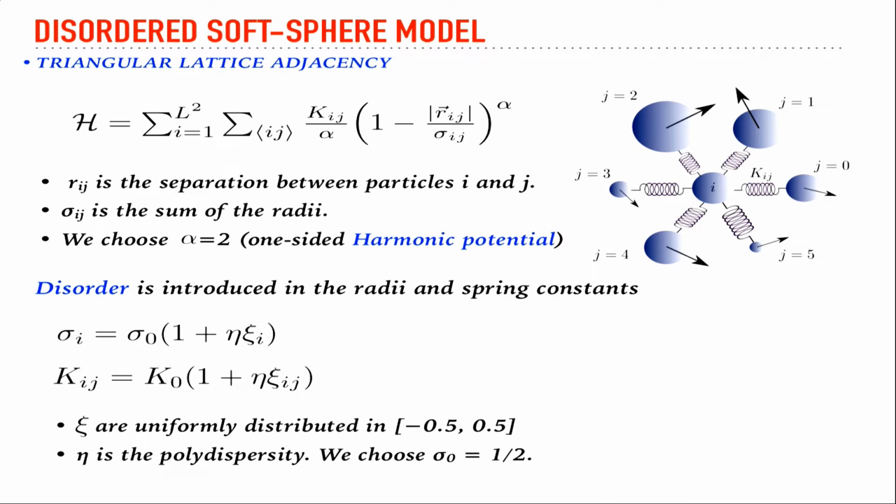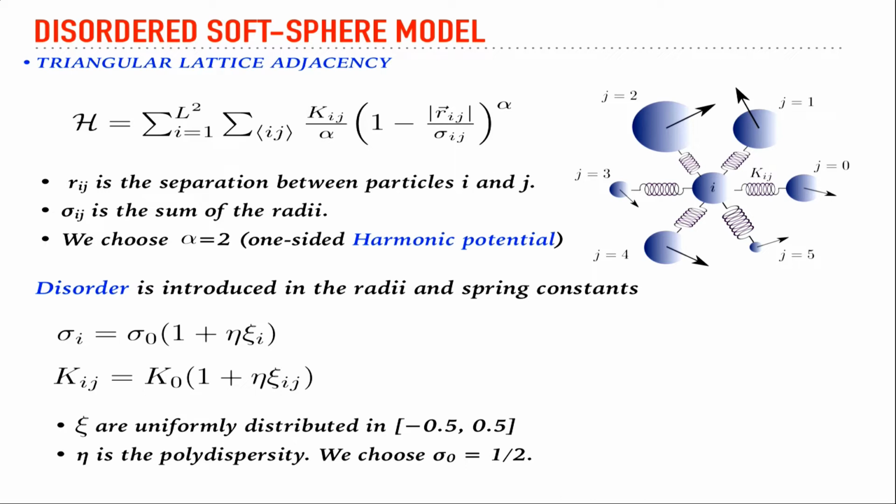But you can take different limits. If you choose alpha, which is this power here, if it was Hertzian interactions, you'd have 5/2, but you can have harmonic interactions. And our results are not very dependent on this alpha. You can do the same techniques. And so you can have radii and spring constants that are different.